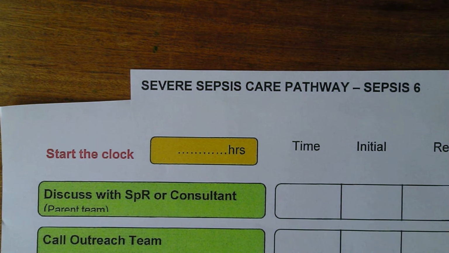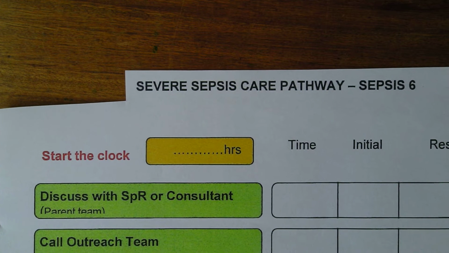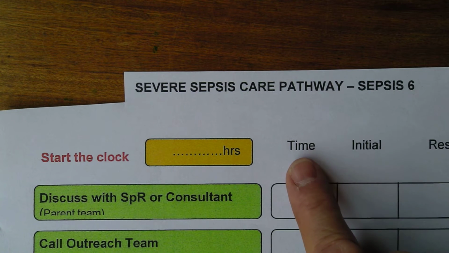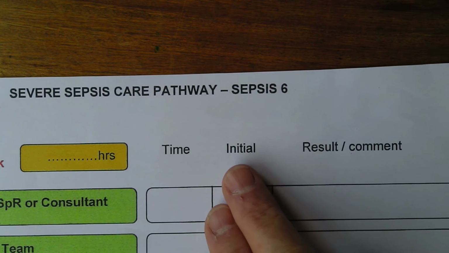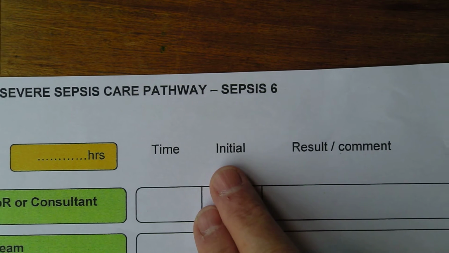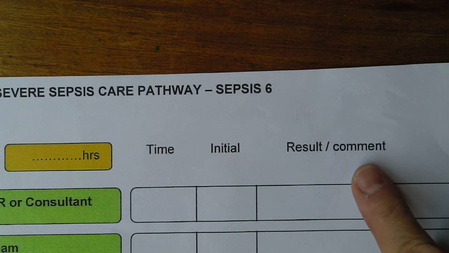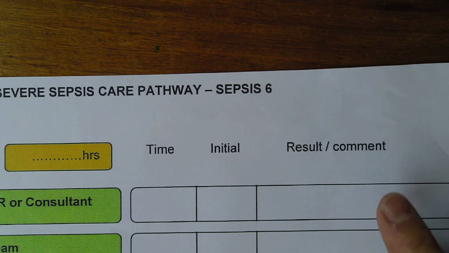Now, when we're thinking about the treatment of sepsis, of course this needs to be individualised, but the place to start is the severe sepsis care pathway, known as the Sepsis 6. And time is of the essence here, so we want to make a note of when we start doing these recordings. And as we go along, we want to make a note of the time, the initial of the person making the assessment, and the result or a comment that we might want to make.